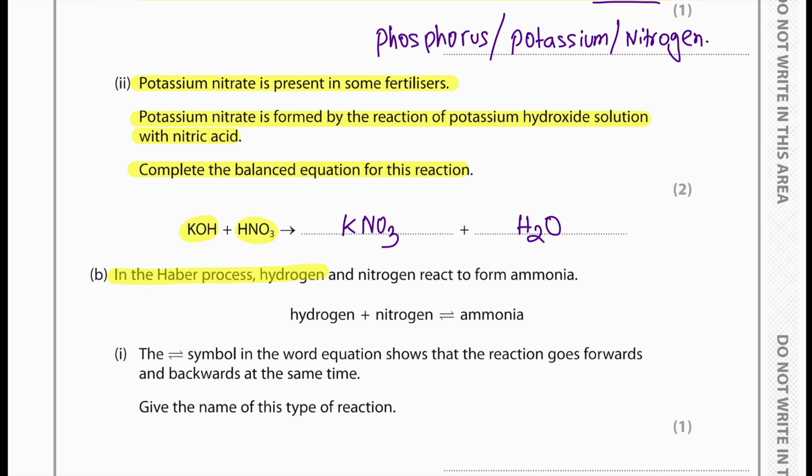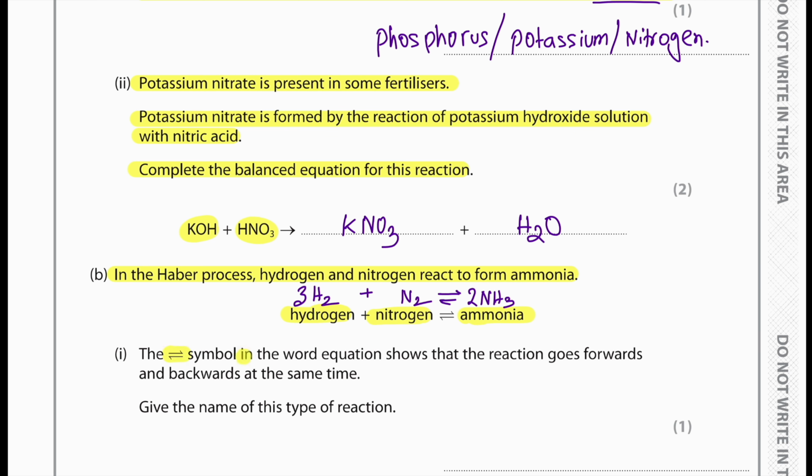In the Haber process, hydrogen and nitrogen react to form ammonia. When hydrogen reacts with nitrogen, it produces ammonia. Ammonia has a formula of NH3, nitrogen is N2, and hydrogen is H2. So, 3 hydrogen is required with 1 nitrogen molecule to give 2 molecules of ammonia.